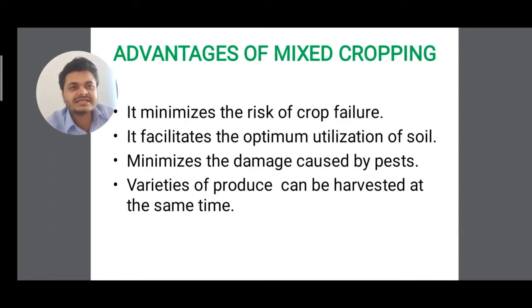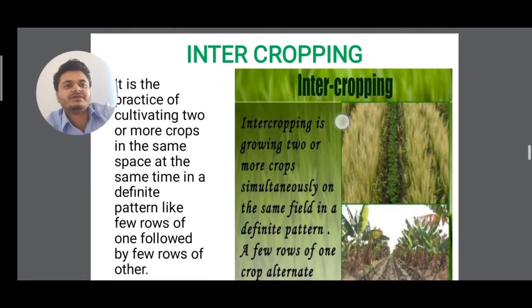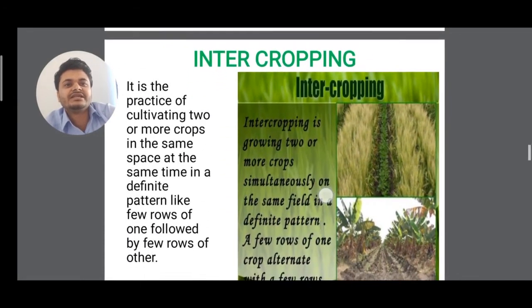Now, what are the advantages of mixed cropping? It minimizes the risk of crop failure. Clear? It facilitates the optimum utilization of soil, and it minimizes the damage caused by pests. And the last point is variety of produce. That means a variety of produce can be harvested at the same time. Clear?